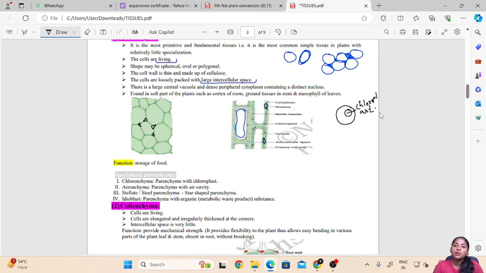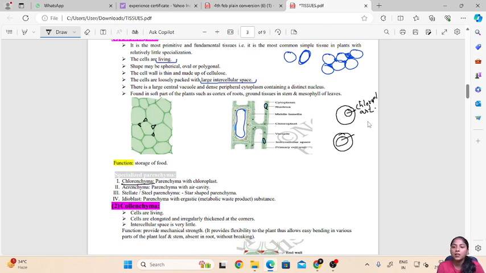So these cells or tissues, parenchyma tissue which contain chloroplast, are called chlorenchyma. They have a special name known as chlorenchyma. Then in aquatic plants, these parenchyma tissue cells may have a large air cavity which will help the plant to float on water.